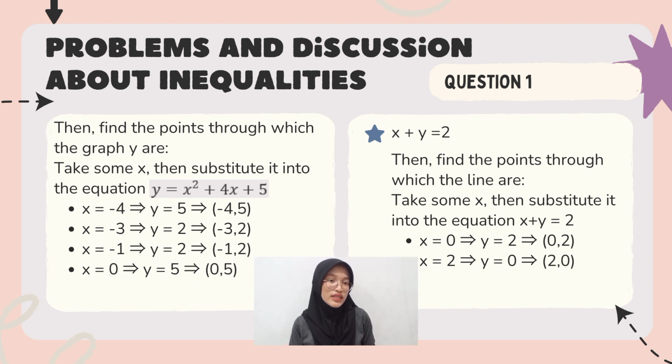We take some x equal 0, so we get y equals 2. So the point is (0, 2). And we also take x equal 2, so we get y equal 0. So the point is (2, 0).